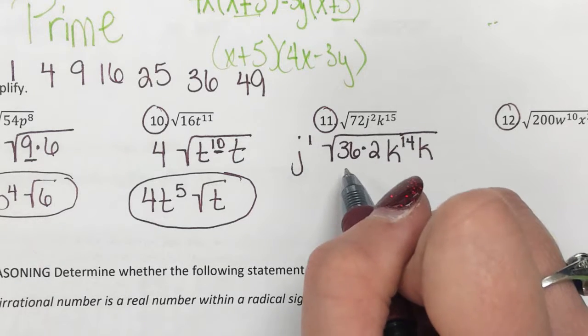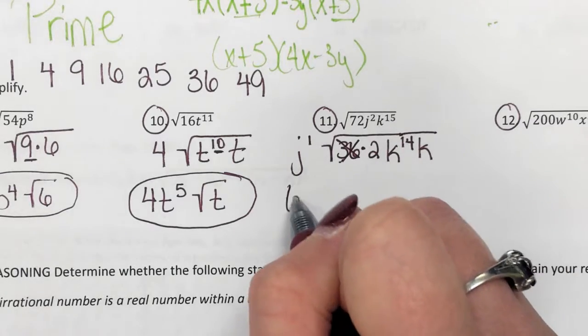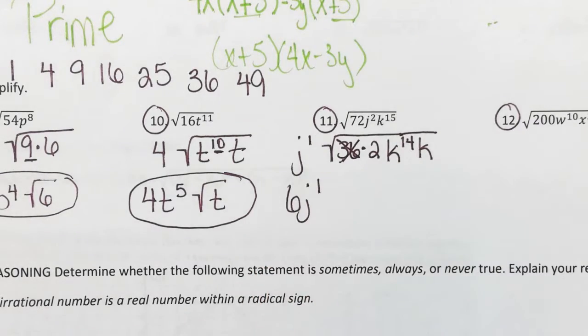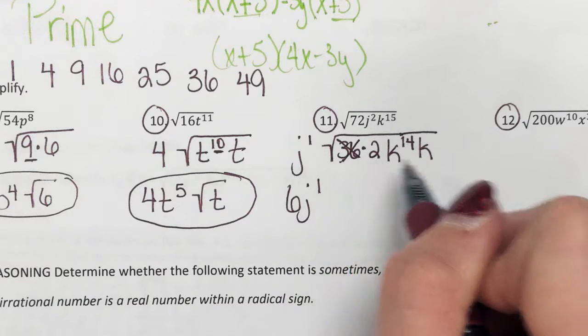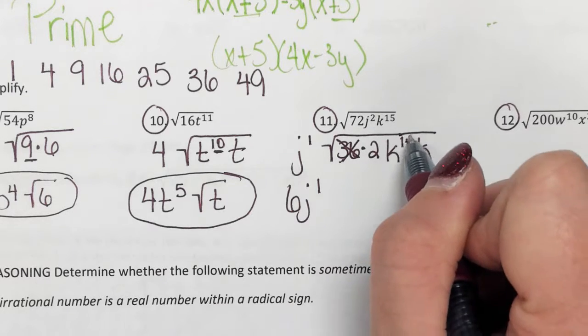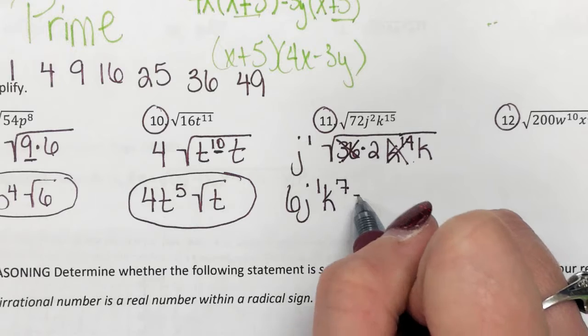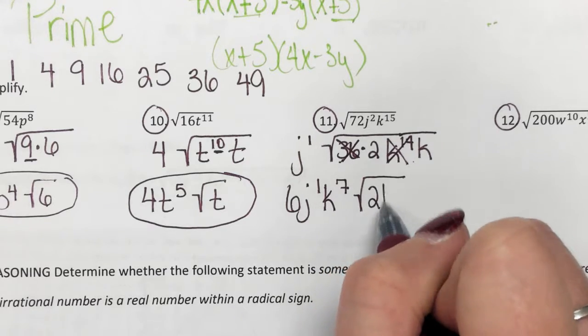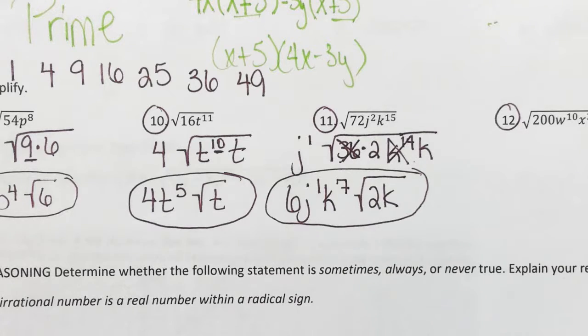Alright, can I take the 36 out? Yeah, what's he get to come out as? 6. There you go. Just bring down that j to the 1. Can 2 come out? No. Can k to the 14 come out? Yeah. K7. There you go. 2k. Perfect. Alright, we got one more, then we're done.